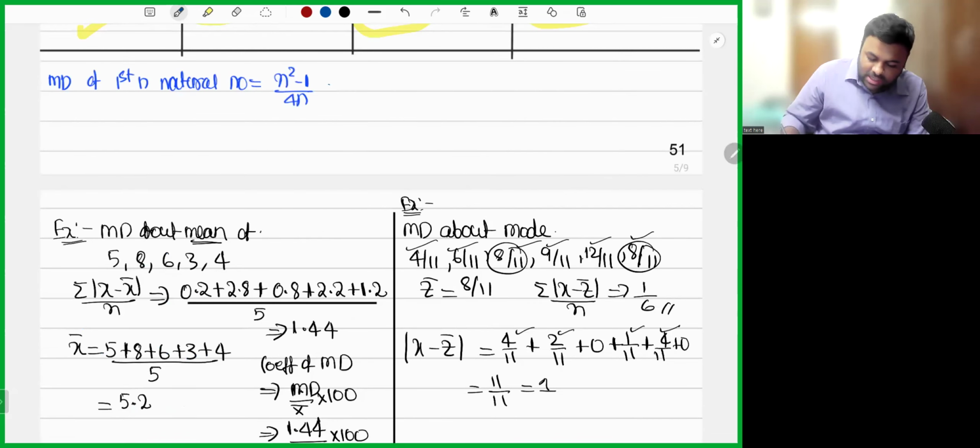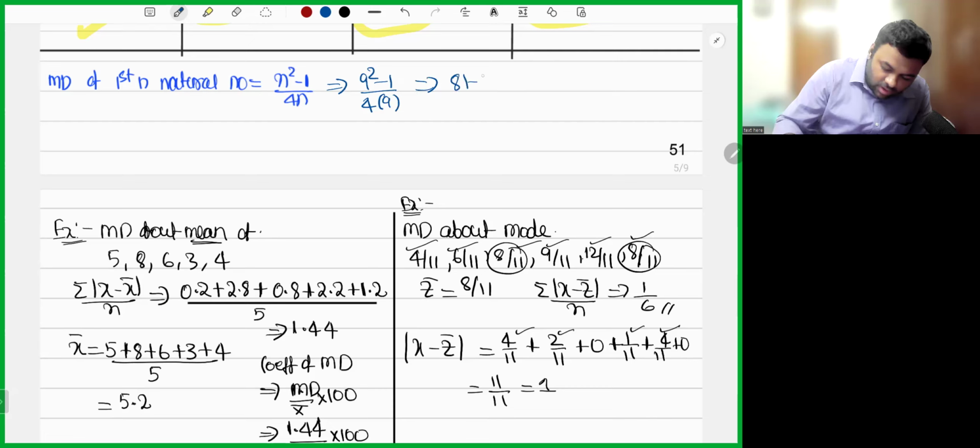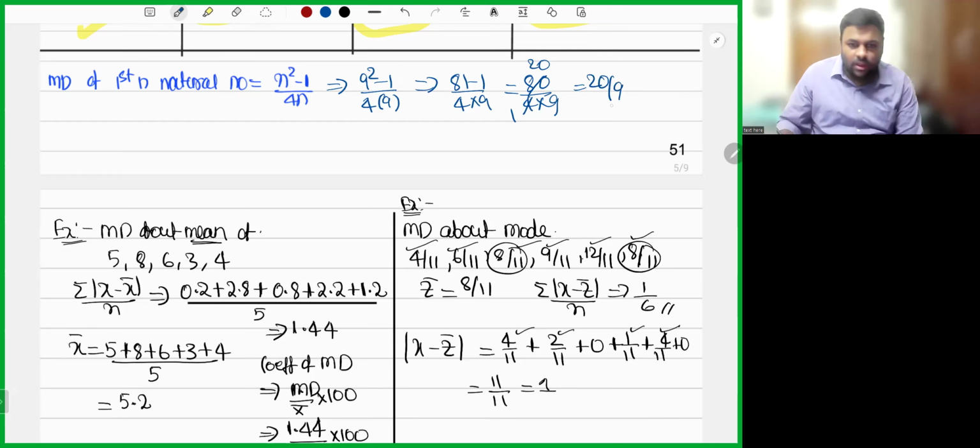You can even apply this formula also. Mean deviation of the first n natural numbers: (n square minus 1) by 4n. So 9 square, 81, minus 1, by 4 into 9. 80 by 4 into 9. 4 ones are 4, 4 twenties are 80. So 20 by 9. Okay.